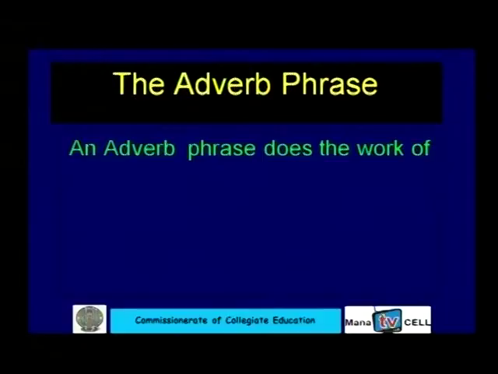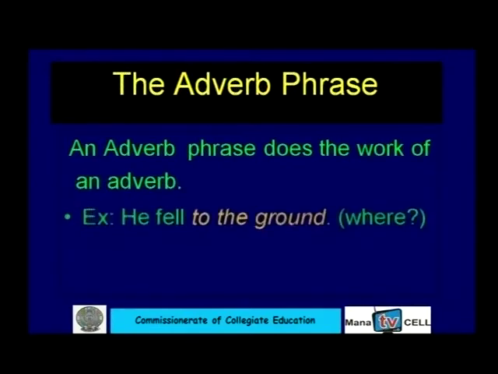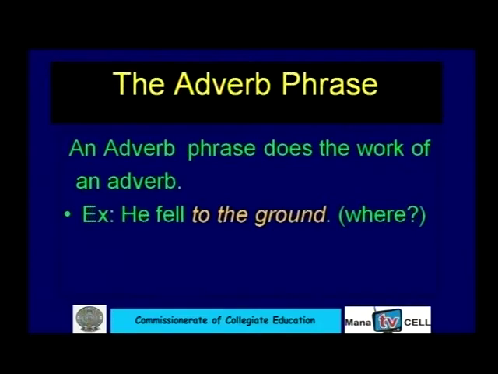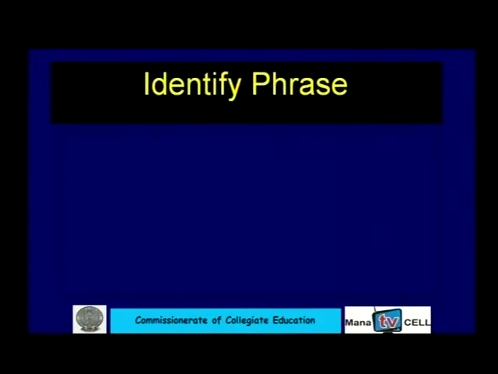What is an adverb phrase? An adverb phrase is a phrase which does the work of an adverb. For example, he fell to the ground. Here, to the ground is an adverb phrase because it is modifying the verb fell. In fact, you can say he fell down, which is an adverb. In place of down, you are using the phrase to the ground.